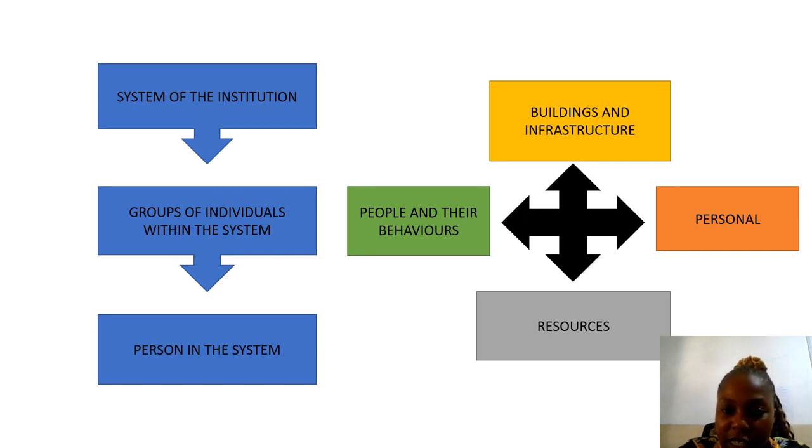Then on this other side, you can identify problems through these four areas. You can identify problems on the buildings and infrastructure of the institution. You can also check the people in the institution who are working there and their behaviors. You can find problems there. Then resources. You can look at the resources which are needed for the institution or the ones which are currently available. There you can meet some problems. Then you can also check your personal area, again, like the other diagram. Maybe it's some weaknesses of somebody or your personal weaknesses which are preventing you from working efficiently.